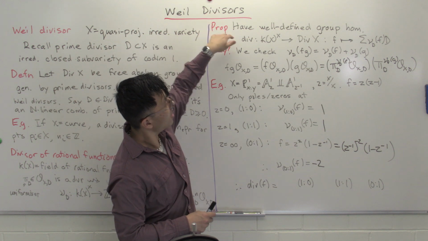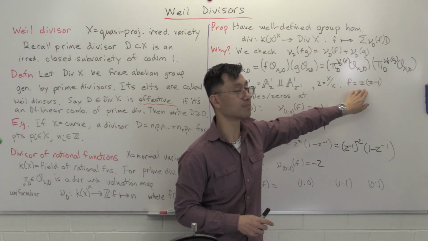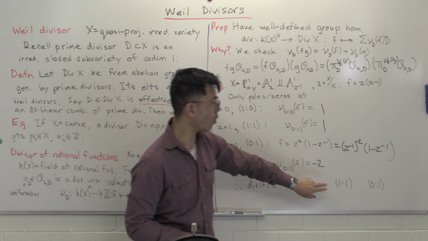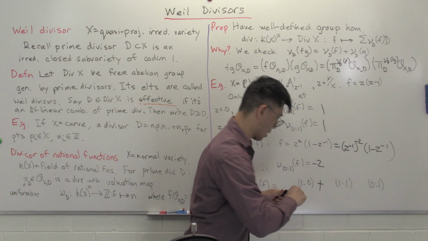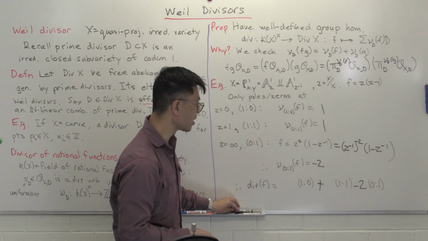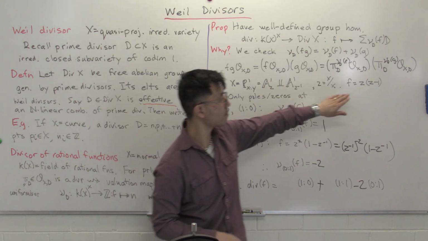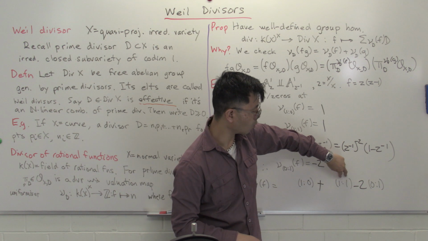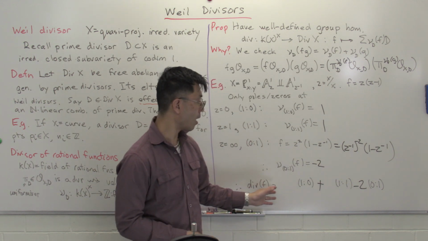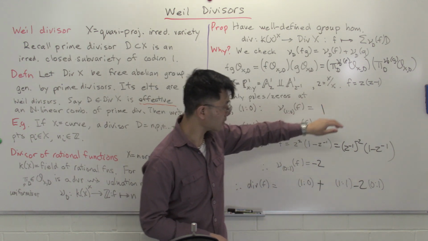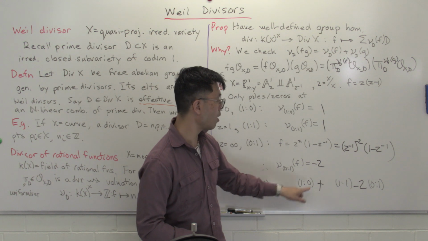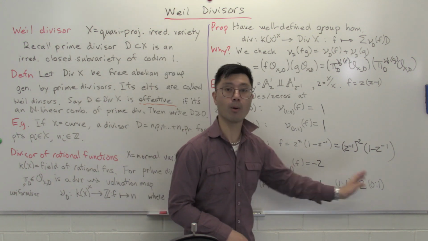Now you can form the divisor that's associated to this function. At 1:0, the coefficient is just 1, so you have one of them. At 1:1, you have a coefficient of 1. And at 0:1, you have a coefficient of minus 2, so you subtract 2 of them. So this is the divisor associated to this function: 1:0 plus 1:1 minus twice 0:1. It records a lot of information about this function. It tells you a single zero at 0, a single zero at 1, a double pole at infinity, and no other poles or zeros.